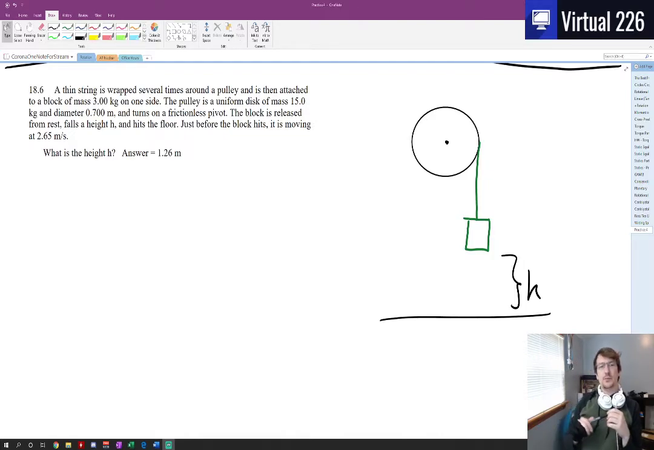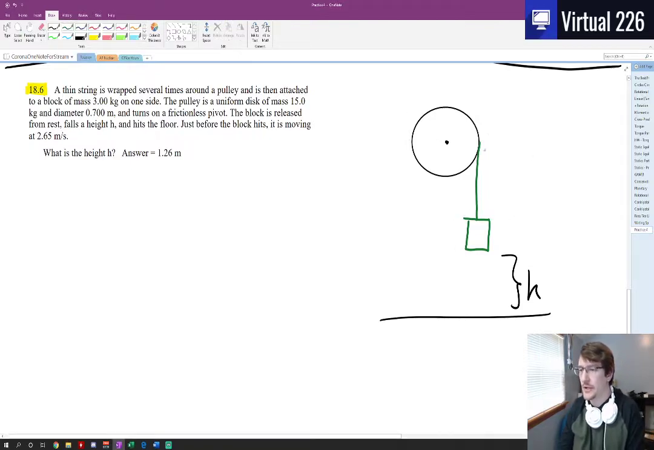We've got another practice 4 problem coming for you. This time we are doing problem 18.6 if you're following along. If we take a look at it real quick, we've got a thin string wrapped several times around a pulley, and then it's attached to a block of mass 3 kilograms on one side of it.